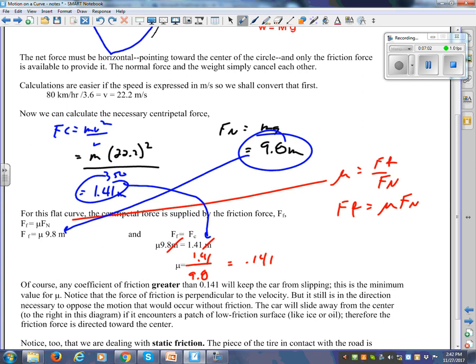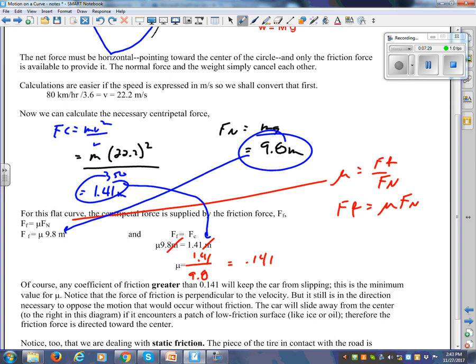There's enough friction to keep you on the curve, to push you towards the center. What if the mu value is 0.2? You're still good, because that's the minimum. If friction is more, if it's rougher, does it mean that it's going to push you right into the center and you're going to crash? No, it depends how hard you turn.